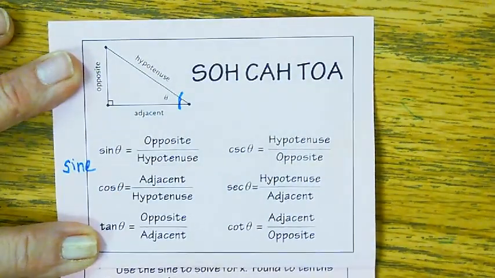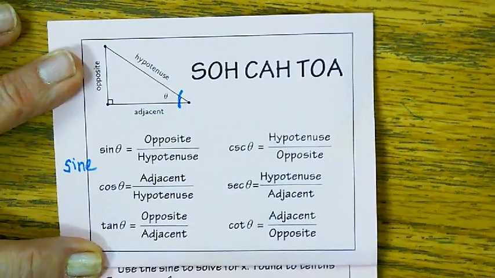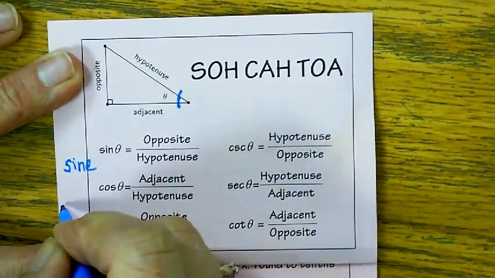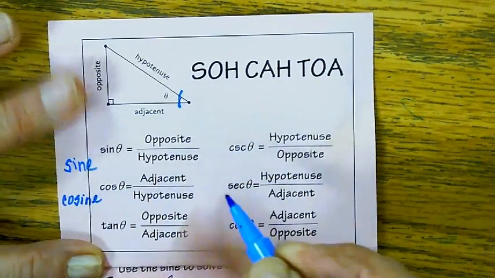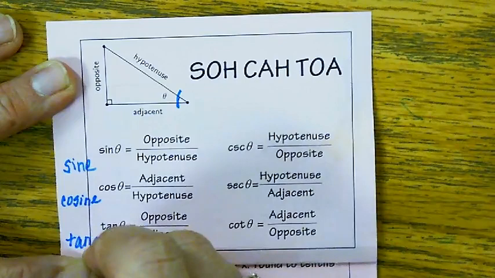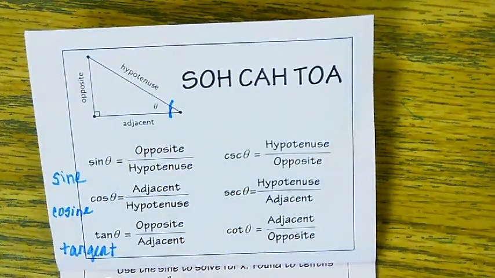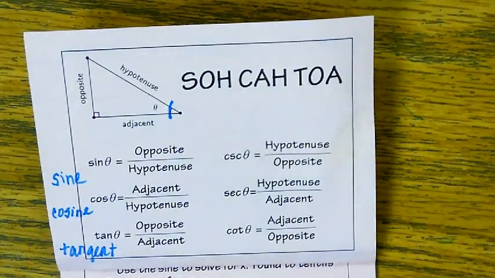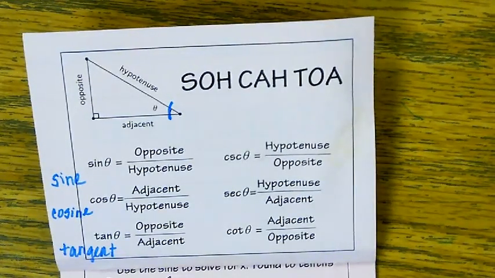It's not sin, it's sine, S-I-N-E, that's the abbreviation. The COS is cosine, and tangent. So sine is opposite over hypotenuse, cosine is adjacent over hypotenuse, and tangent is opposite over adjacent.